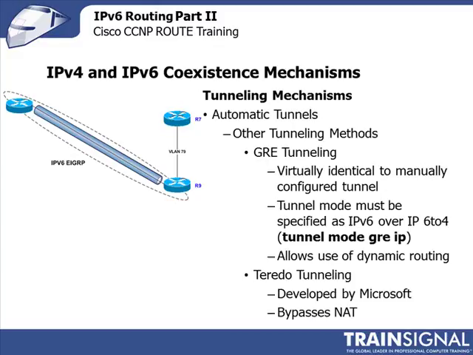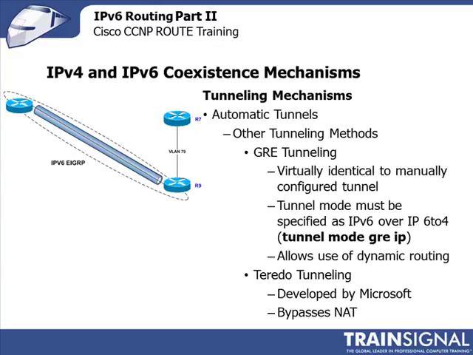There are, however, some additional tunneling methods that are available. One is GRE tunneling, which is very familiar to most people. It's been used in a number of different instances and settings. It's virtually identical to a manually configured tunnel. The only difference is the tunnel mode would be specified as tunnel mode gre ip. We'll be configuring that, in fact, to the graphic to the left in our IPv6 EIGRP between router 5 and router 9, we'll be doing a GRE tunnel.